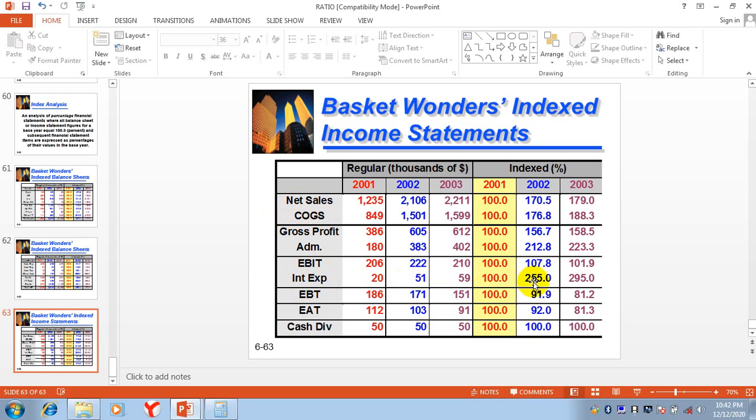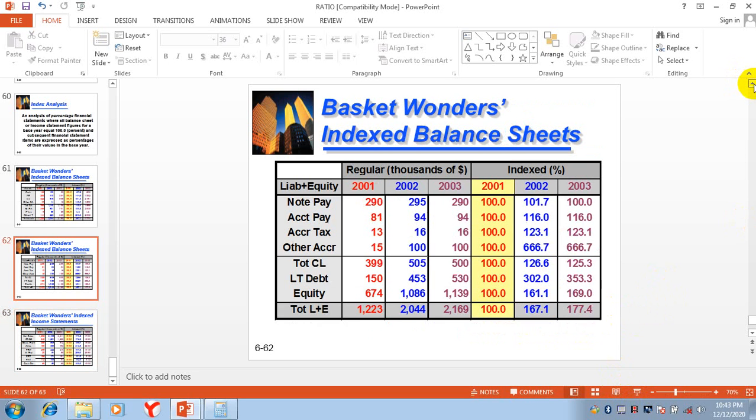Then interest expenses, there will be an increase of interest expenses because we took a huge amount of loan. Now EBT, so see, from 100 it comes down to 91 and 81, so there is a decrease of EBT, earning before taxes. Earning after taxes 92, 81.3, so again there is a decrease of earning after taxes. And cash dividend, so we are paying the same amount of cash dividend. Our business is expanding, our sale is increasing, but we are paying the same dividend to the shareholders, so shareholders will be disappointed with this thing. So this is our whole index analysis.